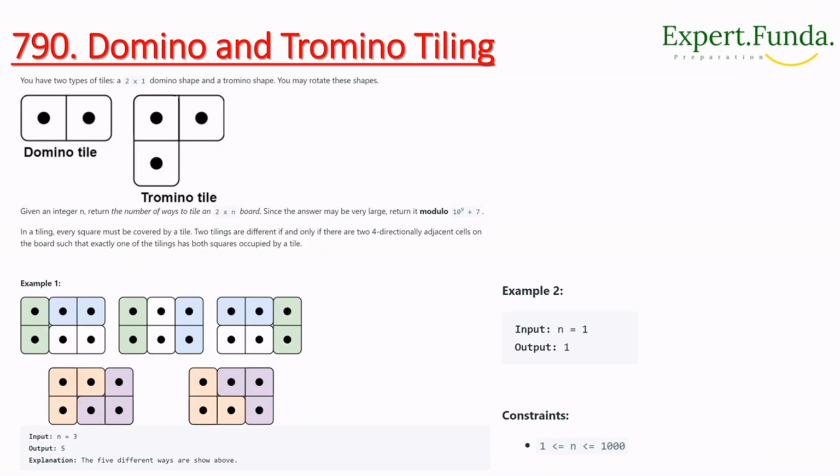Hello guys, so today we are going to start LeetCode question 790, and this question belongs to Domino and Tromino Tiling. So let's understand the question first.